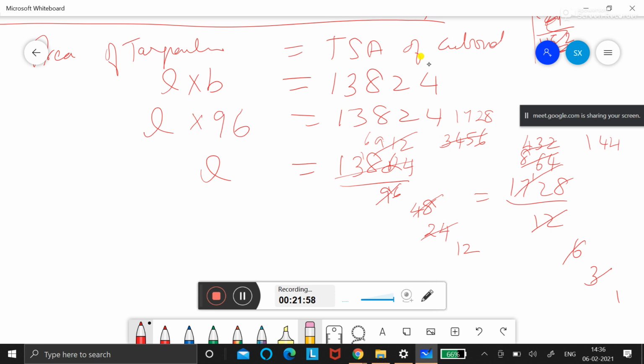Then 3 ones are 144. Correct, 144. How did you get 144 so fast? Saw some answer, Google. Okay. Length is 144 centimeter. After that, they are asking, ma'am, how did you find it? Did you divide properly, or did you go to division straight away by 96?